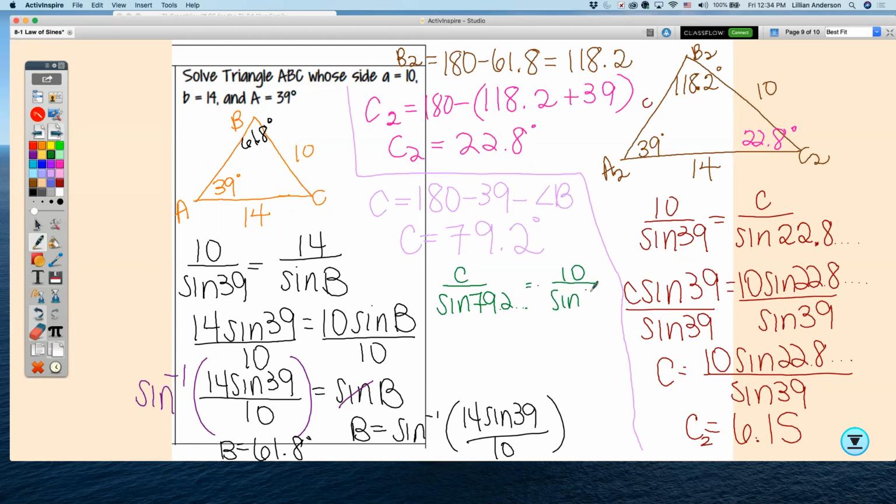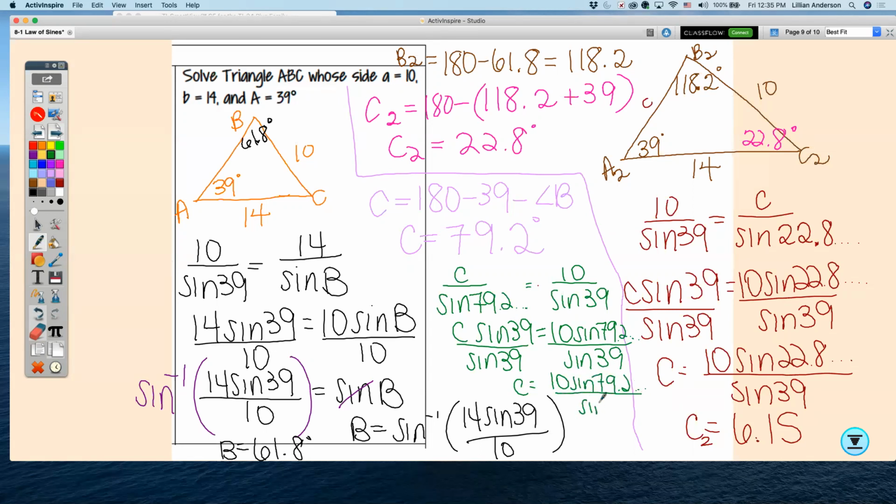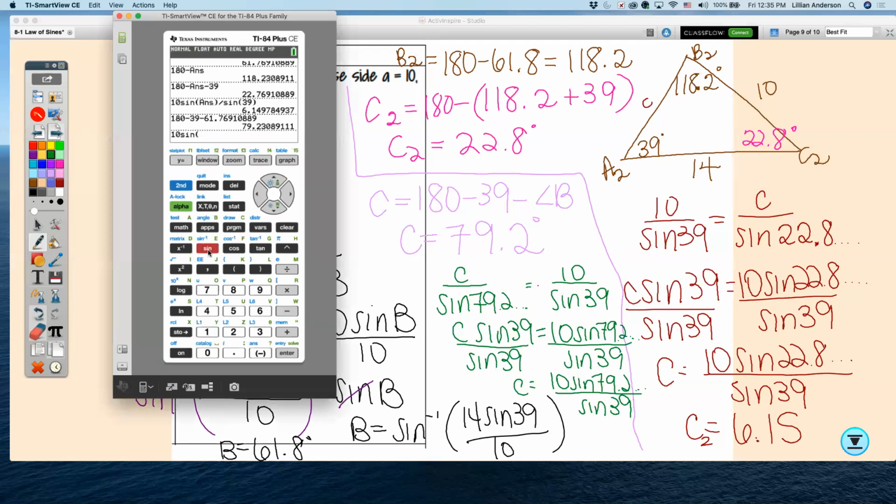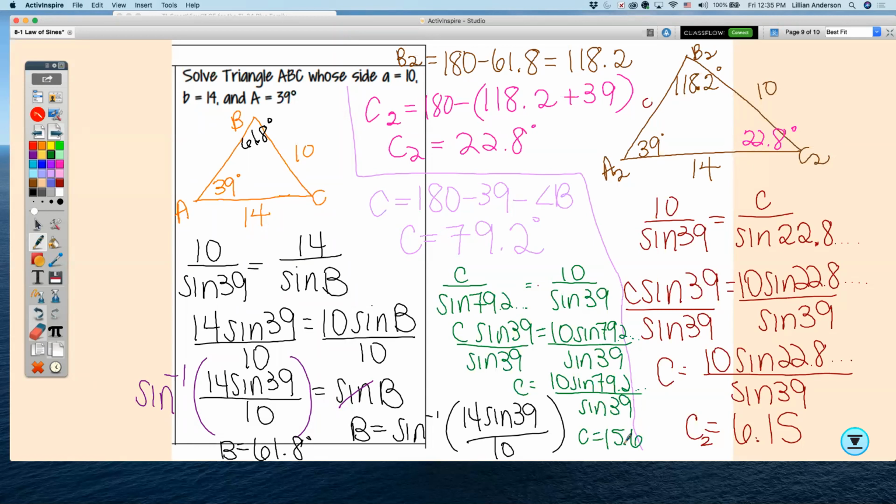Hopefully we used 10 and 39 to find side C. So I used A and C in the law of sines formula to find side C. I'm using that non-rounded answer to find side C in the first triangle. Did you guys get this? It is 15.6. And that is how we solve an ambiguous case problem.